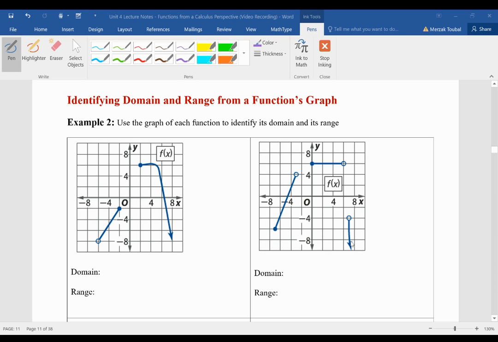Hi, in this presentation, we will be going over domain and range from a function's graph. So we will be identifying domain and range from a function's graph. So how do we do that? First of all, the domain would include all the x values on the graph of the function. And the range would include all the y values on the graph of the function.